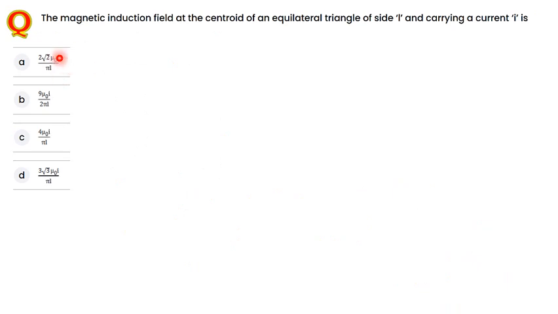Okay, next, this one is also a little important. Compared with the previous problem, in this problem you have this. See, the magnetic induction field at the centroid. Centroid means of an equilateral triangle. In the equilateral triangle, at the center, what is that magnetic field? The side they have given here is L and it carries a current I.